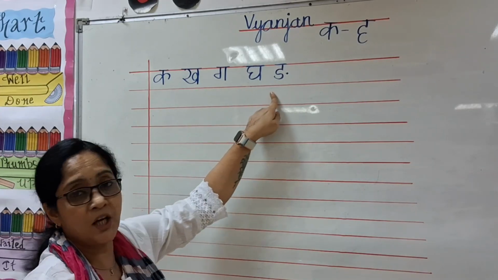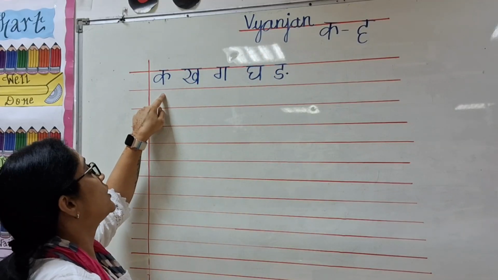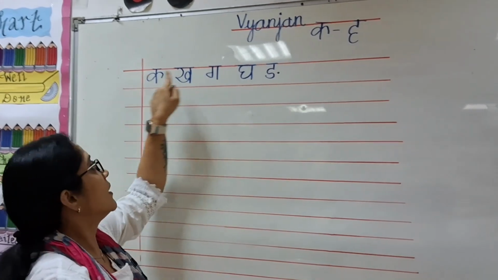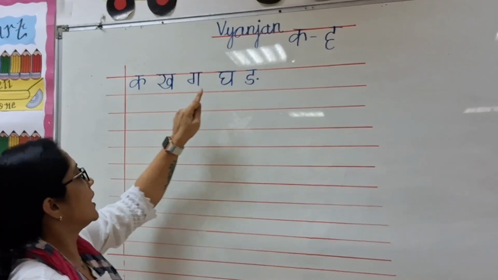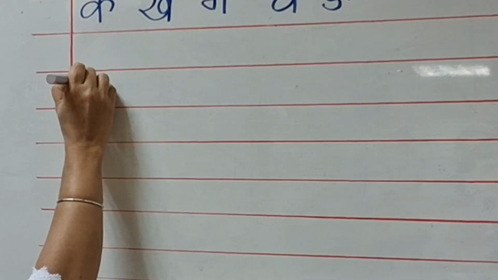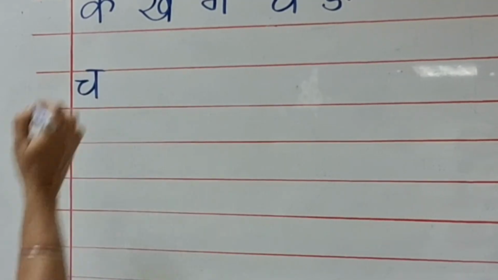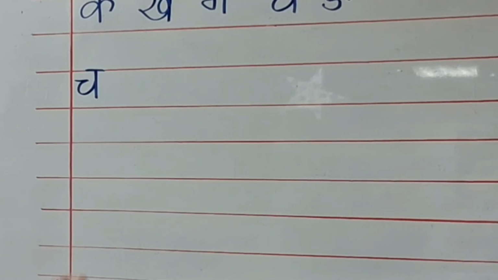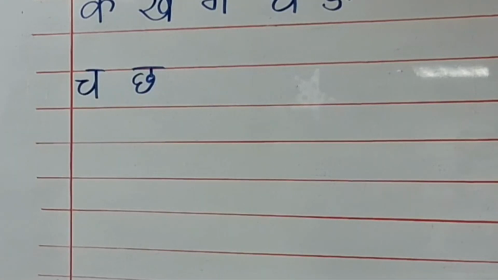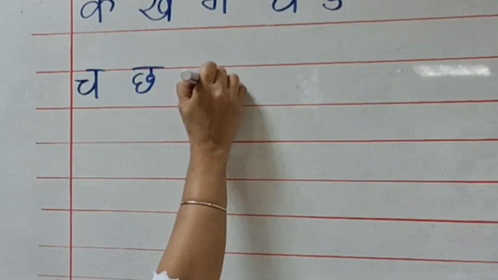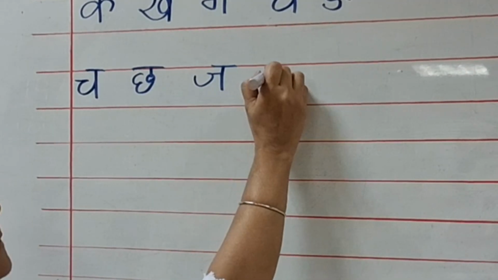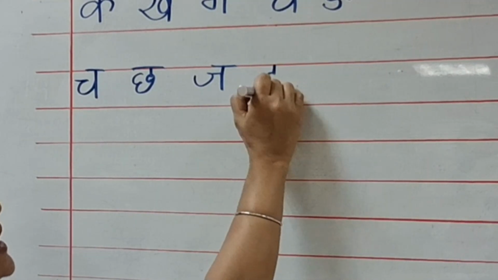This is the first family of the Vyanjans. K se kabutar, K se khana, G se gana, G se ghar, Ng. The next family is the Ch family. Ch se chammach. Chammach means spoon. Then Ch se chhatri. Then J se jahaj. Then Jh se jhanda.